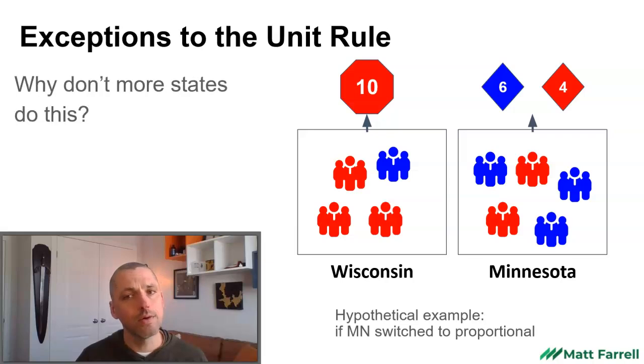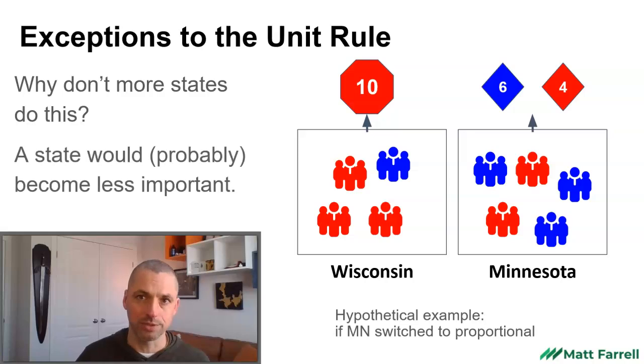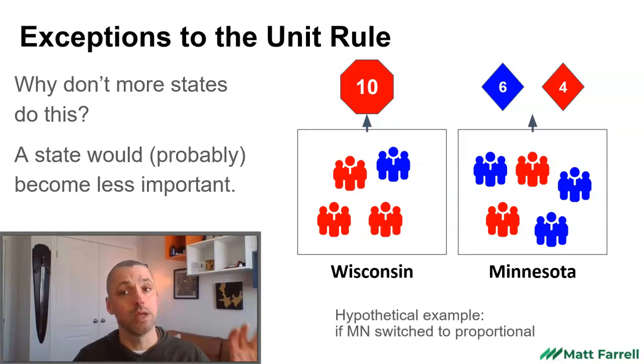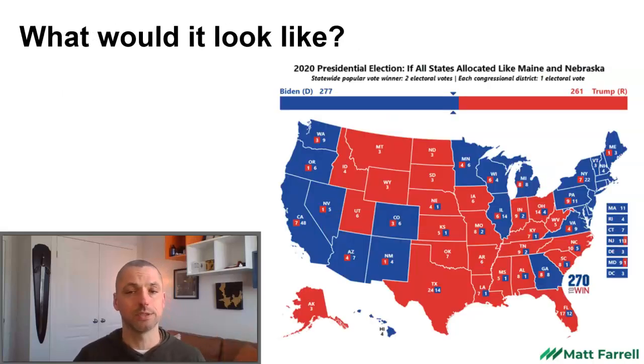Now, why don't more states do this? Well, by adopting a proportional system, a state might become less important in the eyes of a candidate. In a close election, you want 10 electoral votes. You don't necessarily just want 4 or 6. You want all of them. And so that could diminish a state's importance. They might choose to focus their attention away from a state like Minnesota onto a state like Wisconsin.